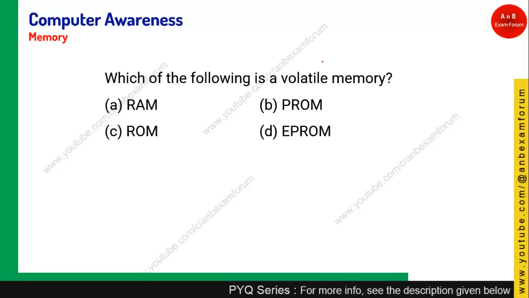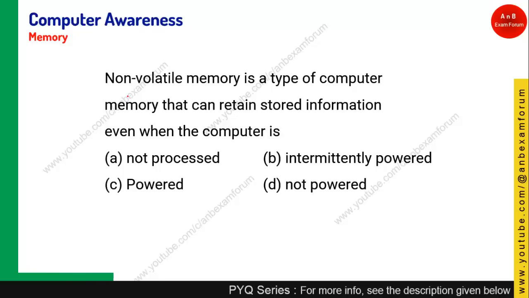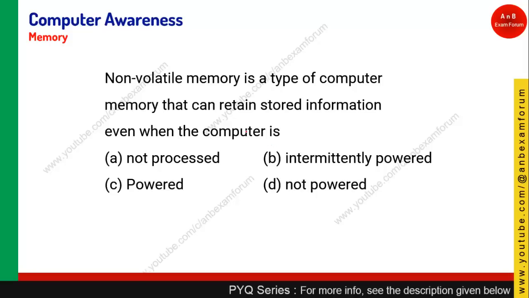Which of the following is a volatile memory? Again, the characteristic of memory, volatile and non-volatile, which I already discussed with you. So volatile memory is basically RAM, where when power is gone, everything is gone. So RAM is a volatile memory. Non-volatile memory is a type of memory which can retain the stored information even when the computer is not powered. Even if it is not powered, it can retain the information. That is what non-volatile memory is, and we know the example is read-only memory.